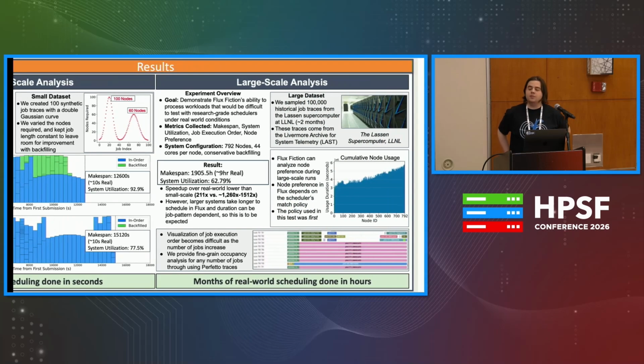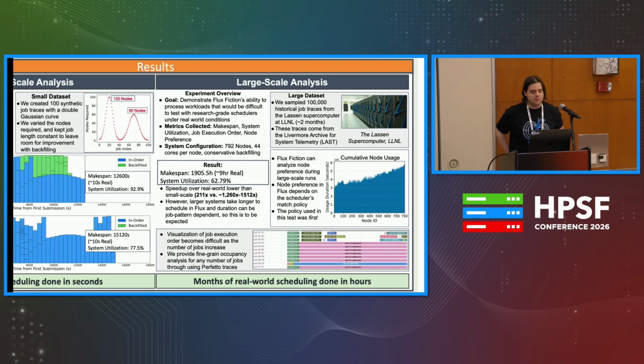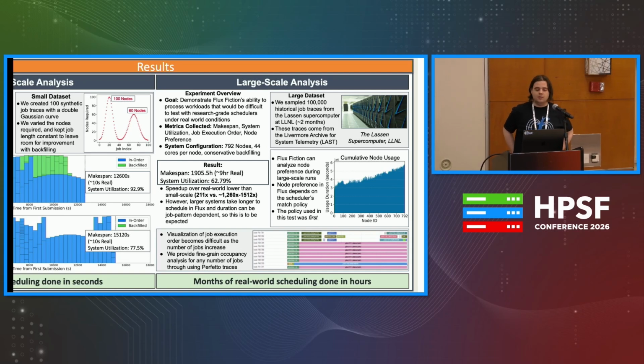Then we also scaled up the number of jobs that we ran on Flux Fiction just to see if it could handle it. In this experiment, we did 100,000 jobs, which is about 2 months worth from the Lassen supercomputer, a 792 node system that was recently decommissioned at Livermore. And we were able to run that in about 9 hours, which resulted in a 211 times speed up over what the real world would have been.